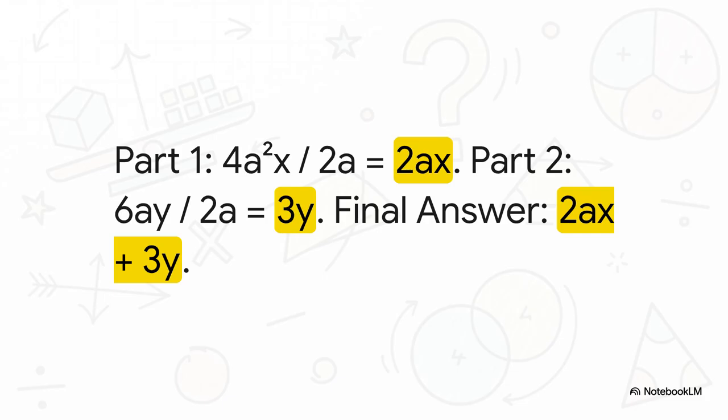Now we just solve each little fraction one at a time. Let's look at the first one. Numbers. 4 divided by 2 is 2. Letters. A squared divided by a just leaves us with 1a. So that part is 2ax.